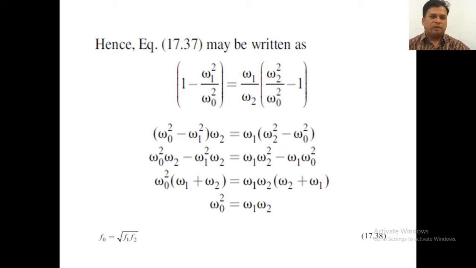Hence, this equation can be written as 1 minus omega 1 square by omega naught square equals omega 1 by omega 2 into omega 2 square by omega naught square minus 1. Now, equating these two equations, we get omega naught square equals omega 1 omega 2 and f naught equals square root of f1 f2.